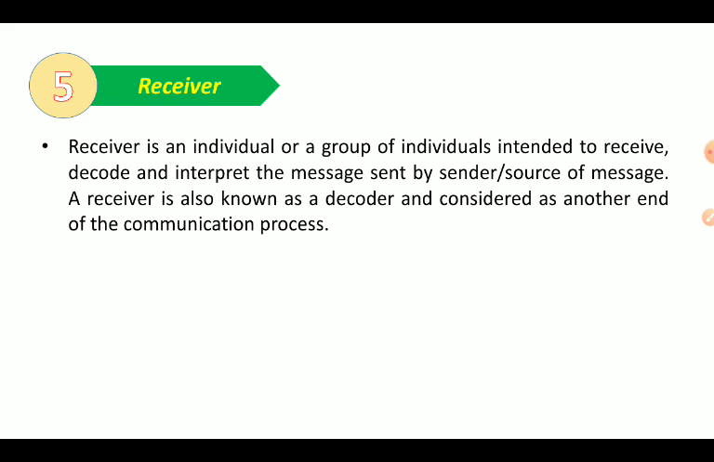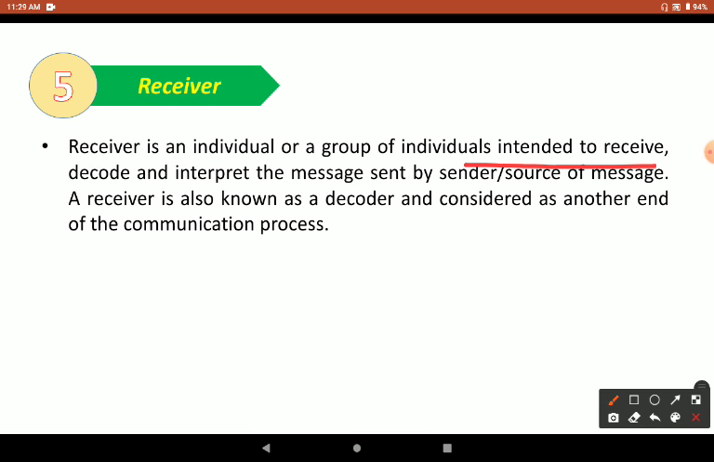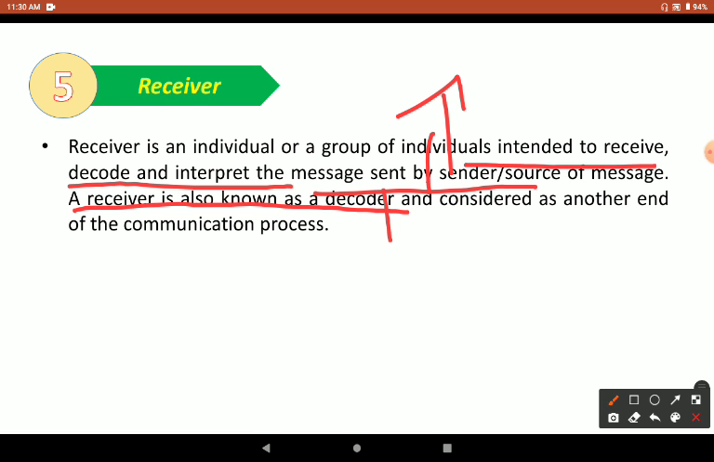The fifth one we will see is the receiver. Receiver is an individual or a group of individuals intended to receive, decode and interpret the message sent by the sender. That is very simple to understand. The receiver is also known as a decoder, because he is decoding the message which was encoded by the sender. The sender has encoded the message, and the receiver is decoding the message in his or her own language or for better understanding. Decoding means, we can say, explaining. He will explain the message which was encoded by the sender, in the communication process.